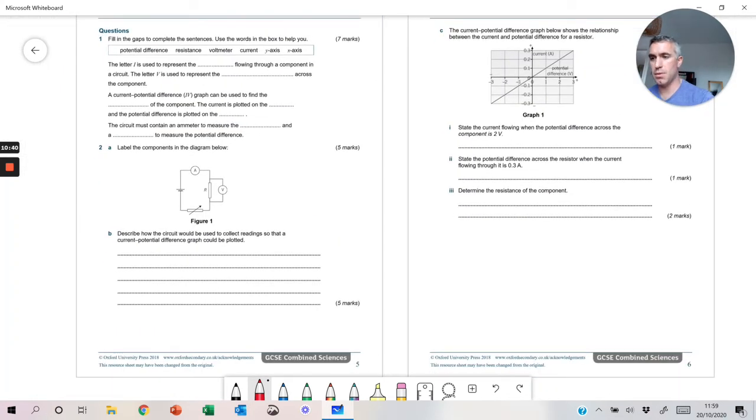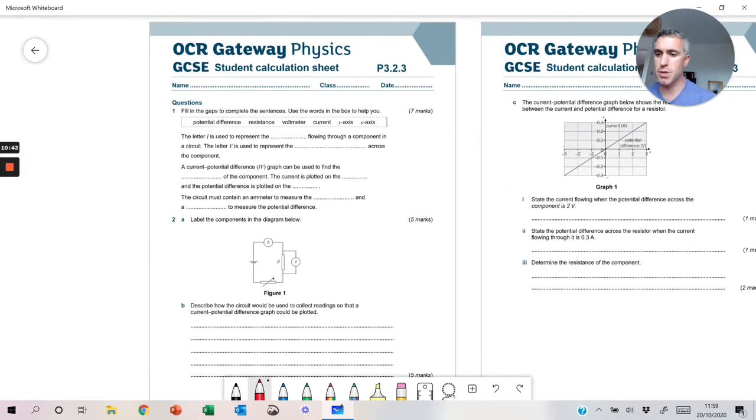Yeah, there we go. We're on to a different section. Fill in the gaps. To complete the sentences, use words in the box to help you. The letter I is used to represent current flowing through a component in a circuit. The letter V is used to represent potential difference. I'm just going to write pot diff, across the component. The current potential difference graph, IV, could be used to find the resistance.